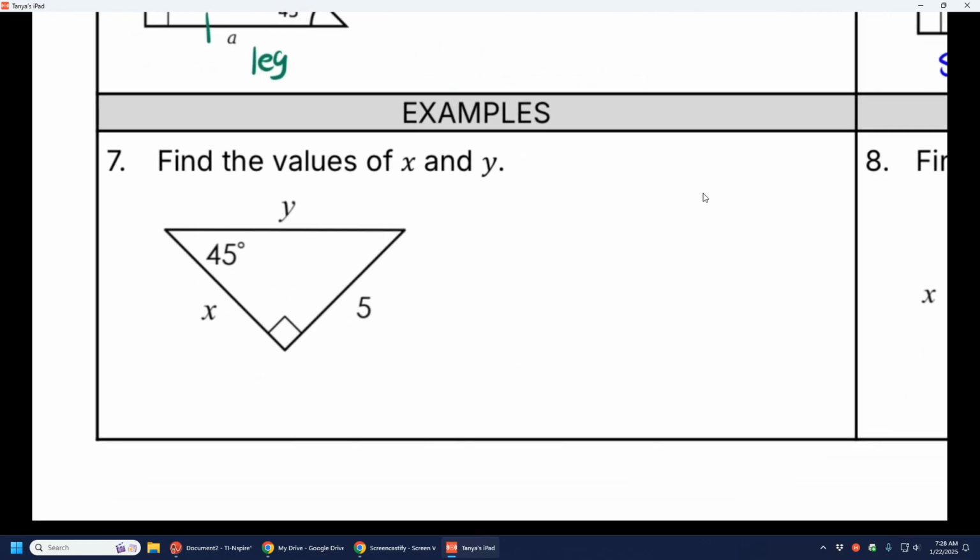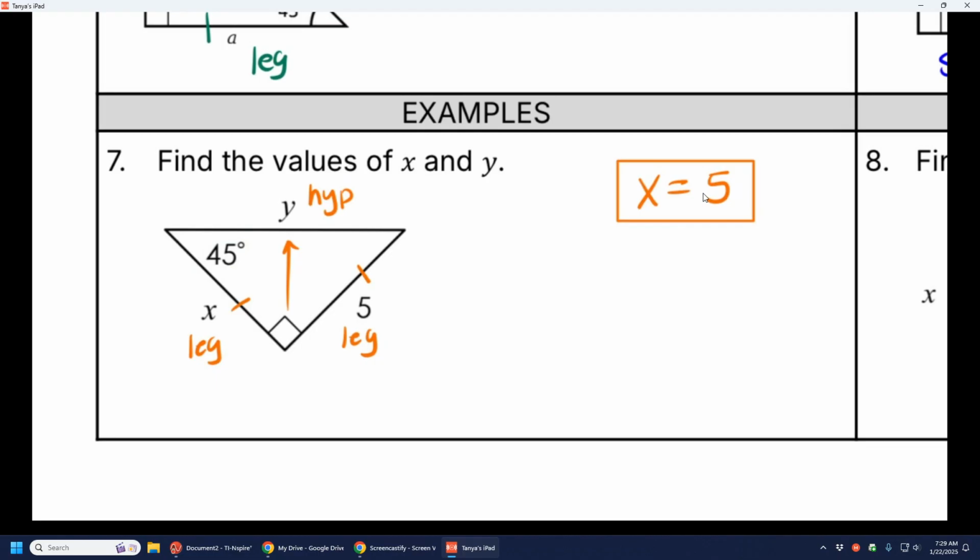Number 7, find the values of x and y. So this is a 45, 45, 90 because I see that 45 degrees here. Across from the right angle is always the hypotenuse, which means that the other two are legs, and they're always equal. So if the right side leg is 5, then x has to be also 5. Okay, so we have at least one of our numbers.